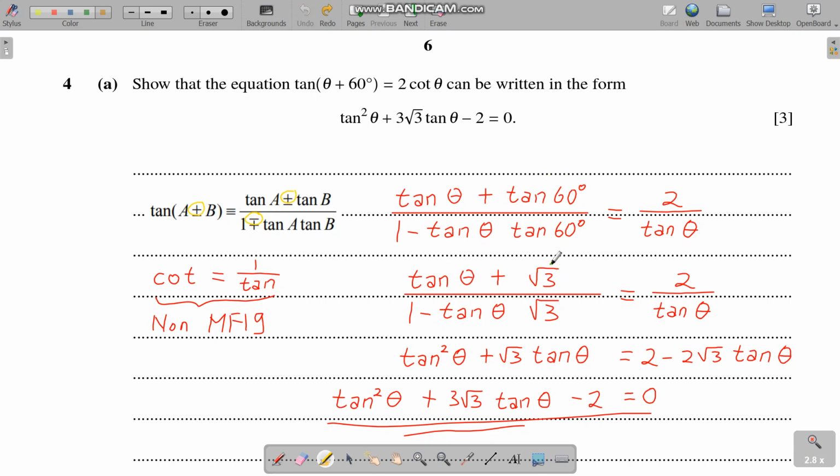And then we cross multiply. So when we cross multiply this times this, we're going to get tangent squared plus √3 tangent. And when we multiply this times this, we get 2 minus 2 √3 tangent. And then we move everything to the left here. So subtract 2 from both sides and add 2 √3 tangent to both sides. 1 plus 2 is 3, so we have 3 √3 tangent.